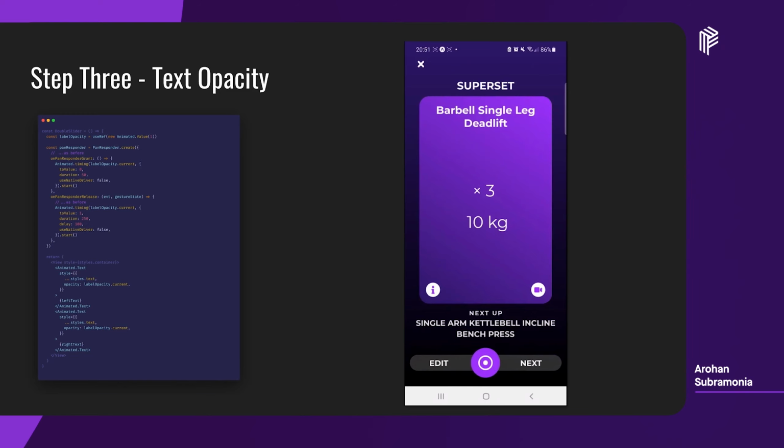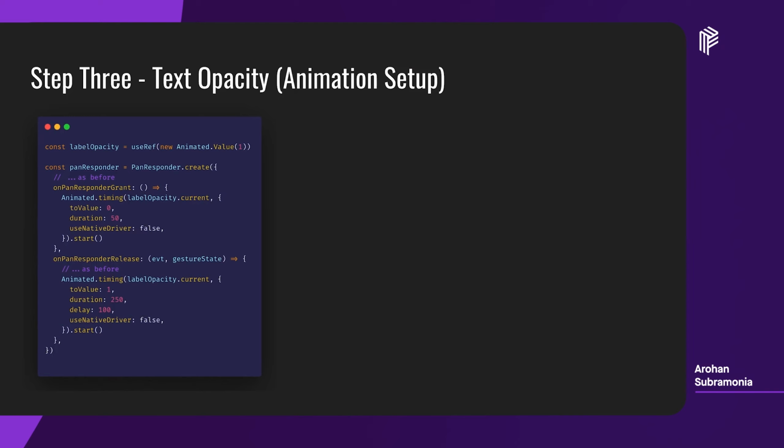So once again, we first set up the animation and then we implement it in a component. This time, the animation setup, again, involves an animated value, but the functions are slightly different. We have this onPanResponderGrant, which is triggered every time you tap on the pan responder, or the toggle in this instance, and we want to set this value of label opacity to 0. And then when we release the pan responder, we want to set the value back to 1.